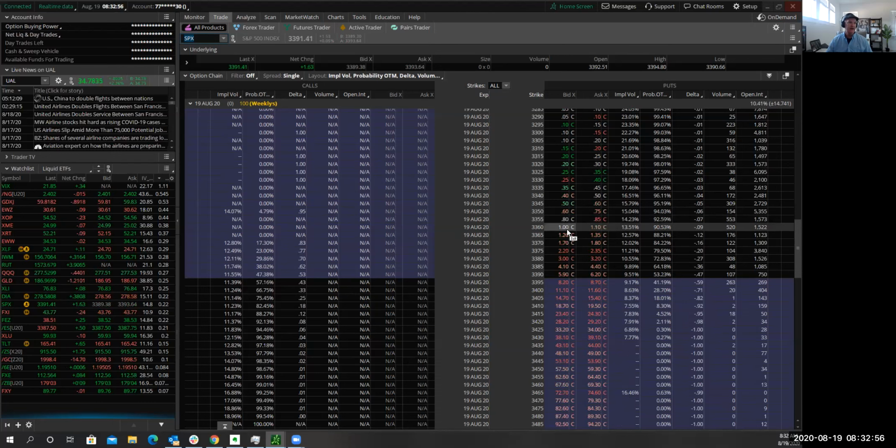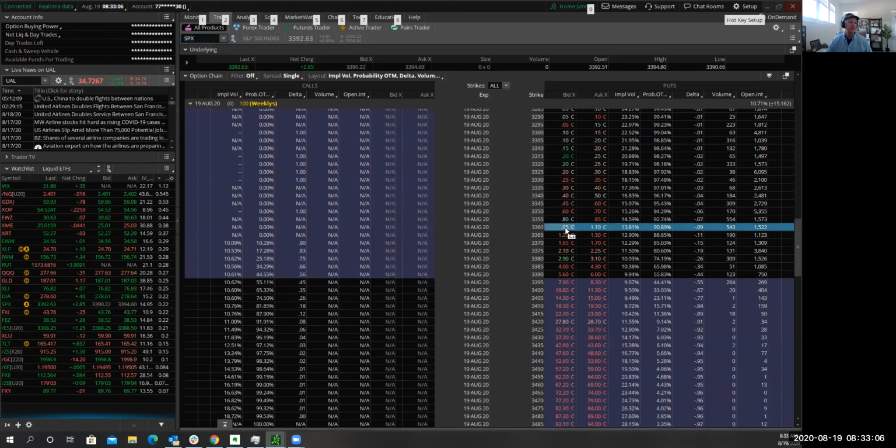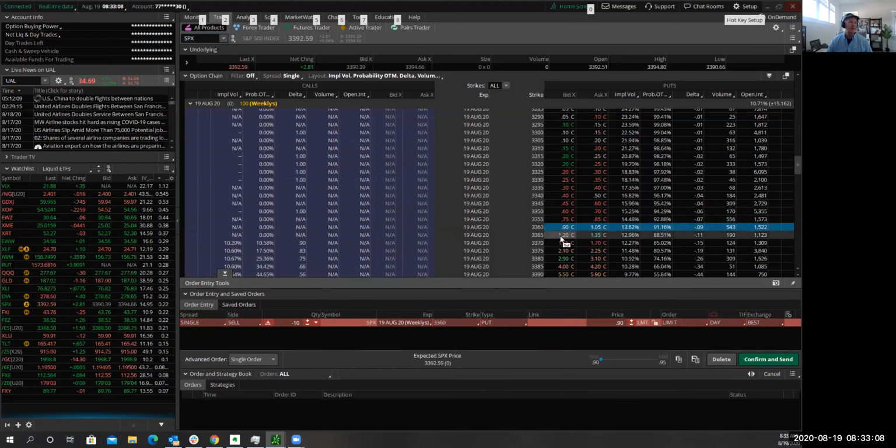So I'm looking down here at the 9 delta. What I like to do is get as close to 10 delta as possible, somewhere around the 8. So I'm going to look at selling this guy, and then I go 50 points wide to buy the wing. So 5, 10, 15, 20, 25, 30, 35, 40, 45, 50.